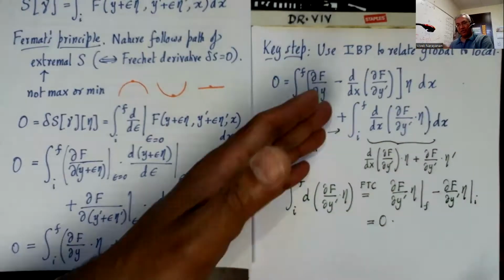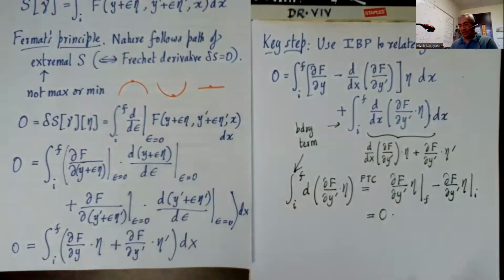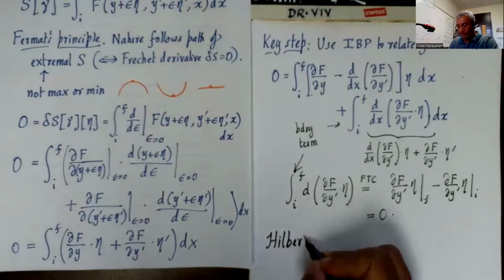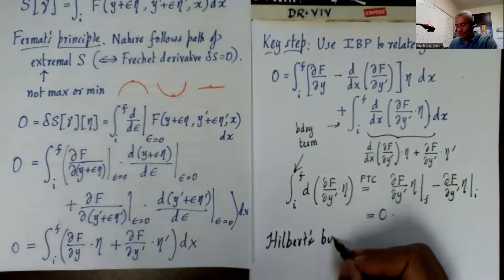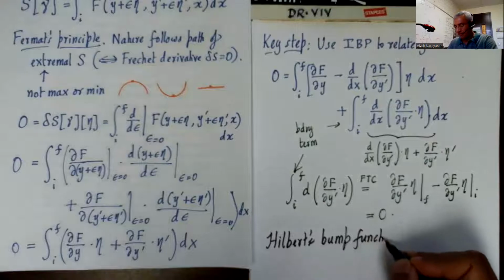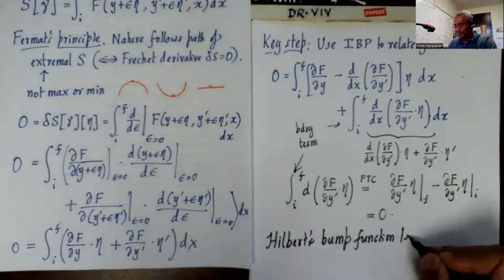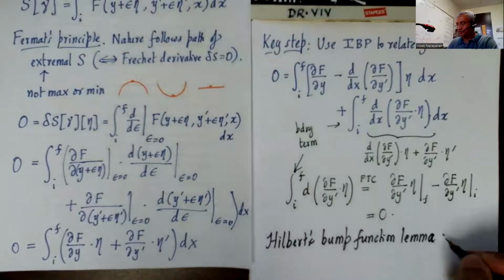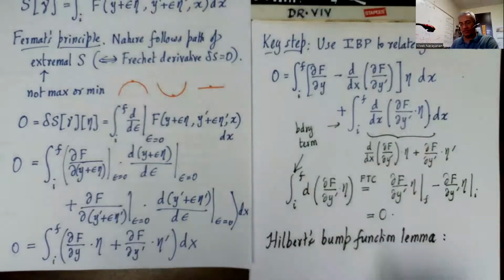Now that is equal to 0, but what does that really mean, that this quantity in the brackets is equal to 0? That's what we really want to have, but is that true? There is a theorem known as Hilbert's bump function lemma, which I will prove at the end of this video, and which states that that is indeed true.